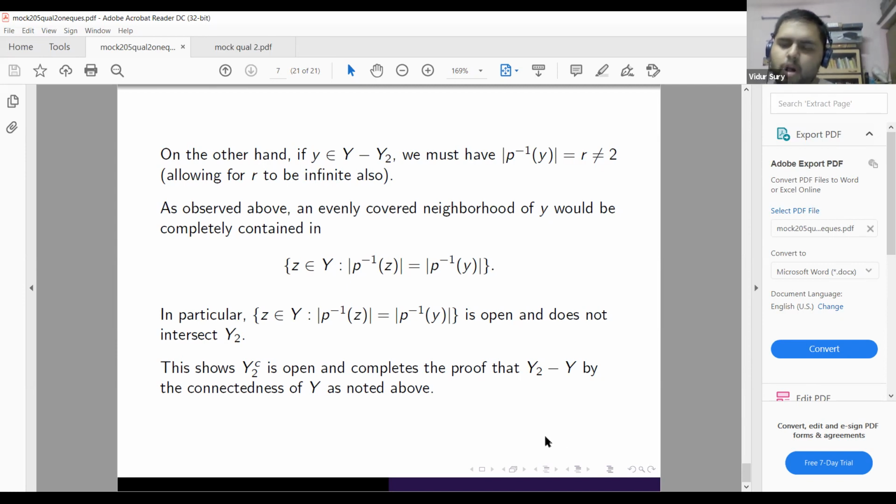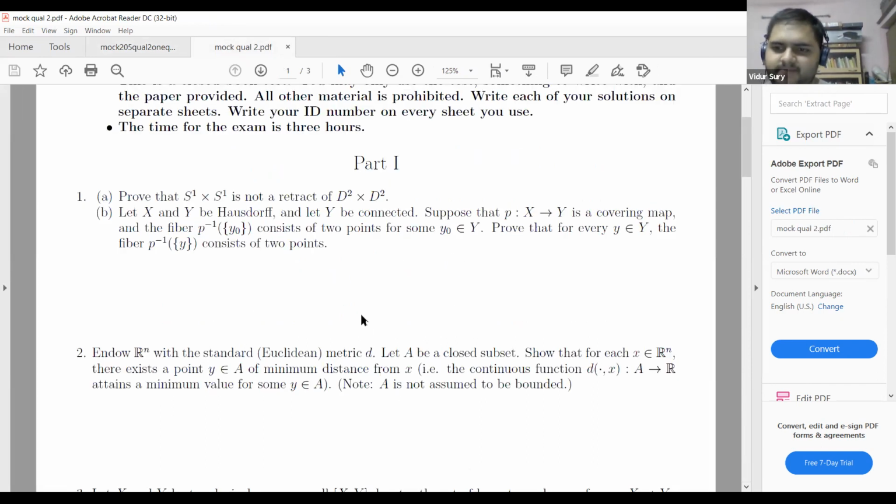So that means that all points of Y have exactly 2 inverse images, 2 points in their fiber, given that a single point has 2 points in its fiber. So we proved the second part as well. Thanks. Any questions?